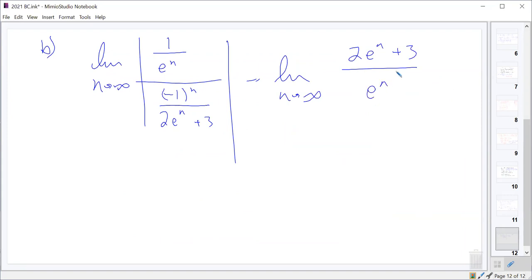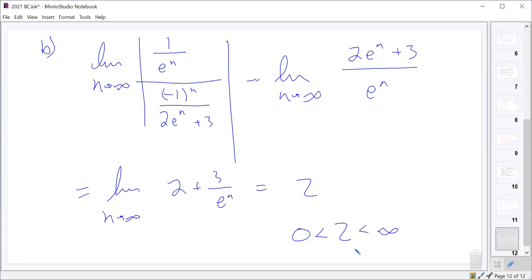And however you choose to write this out, there's a lot of different ways you could do it. I think the easiest way here would be to rewrite this as the limit as n approaches infinity of 2 plus 3 over e to the n, and just say that equals 2. Since 2 is less than infinity but greater than 0, they either both converge or they both diverge. And since we already know that 1 over e to the n converges, that means the other one also does by the limit comparison. Everybody good there?